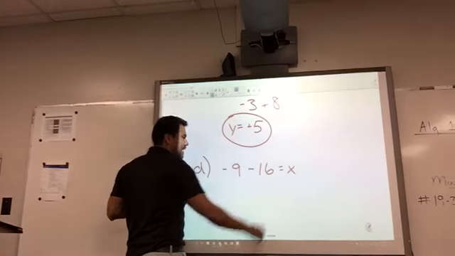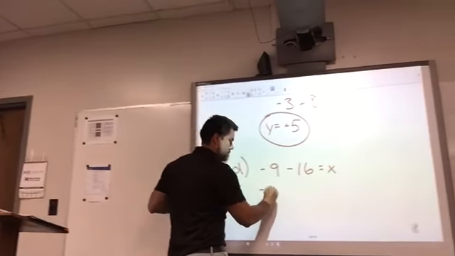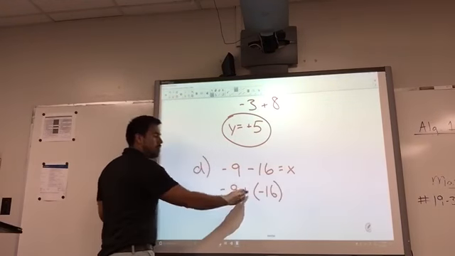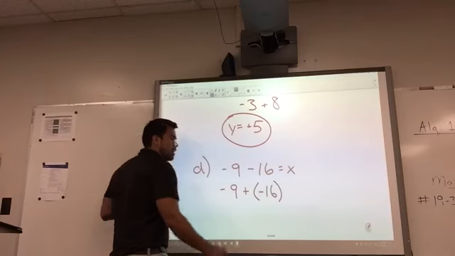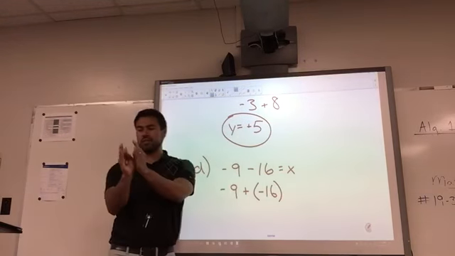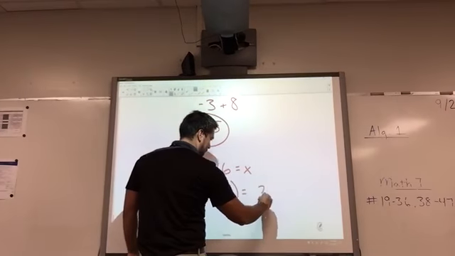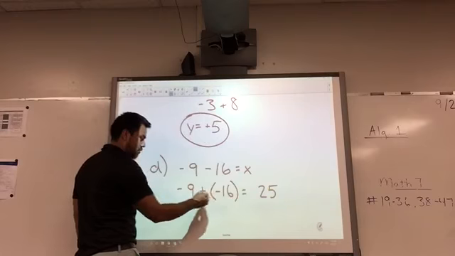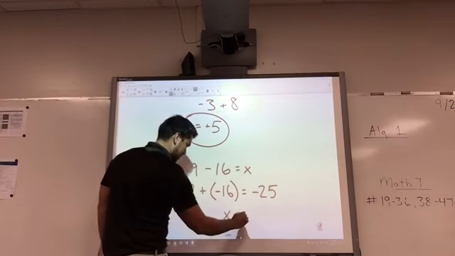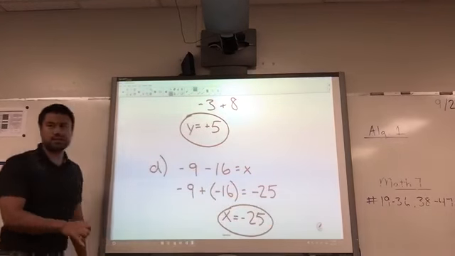Negative 9 minus 16 is x. So what do I do, Murphy? You do negative 9 plus negative 16. They have the same sign. So you add the two absolute values together, and what do you get? 25, and then it's going to be positive or negative. Well, they're both negative, so that's negative. And my final answer, x equals negative 25. You guys okay with those?